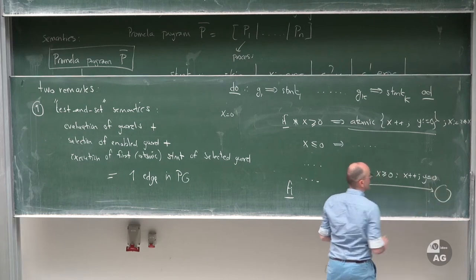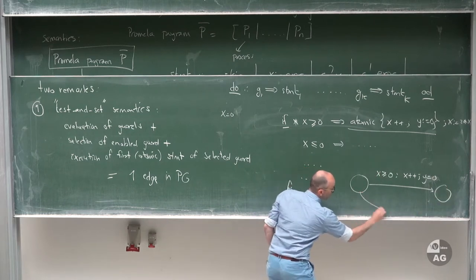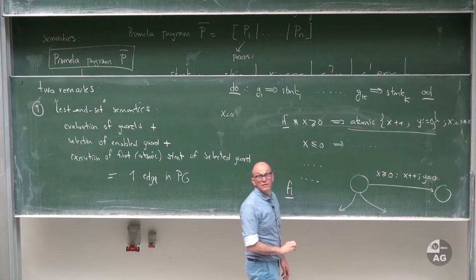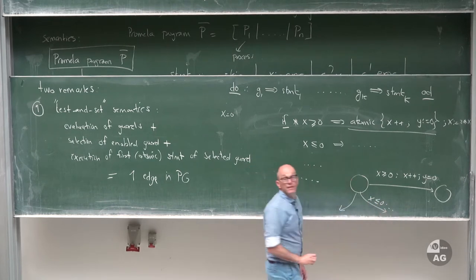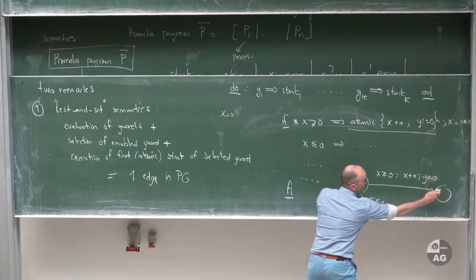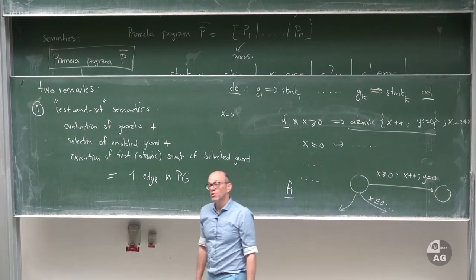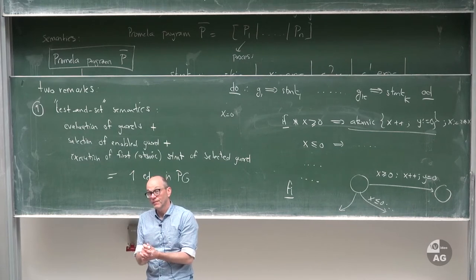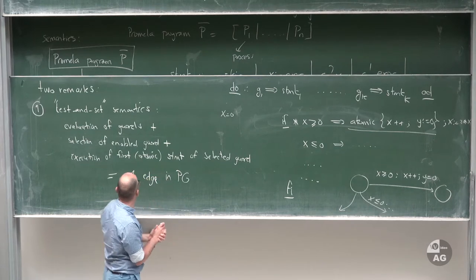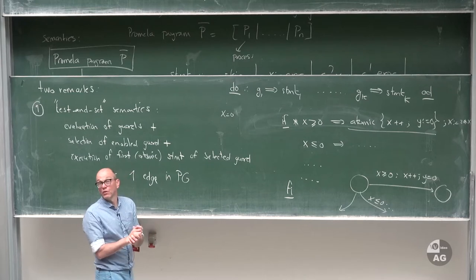And then you move here. Maybe here there are other enabled edges, right? So maybe here is the edge x at most zero, etc. And what I mean is that this is one step. It cannot be interleaved with steps of other programs. Yeah? Good. What else do you need to know?